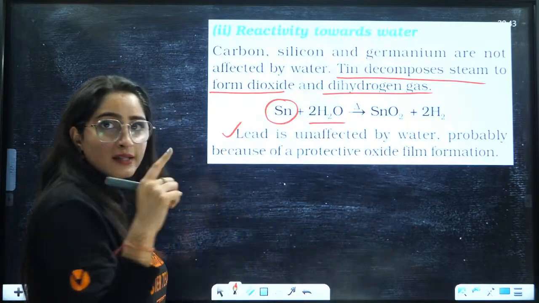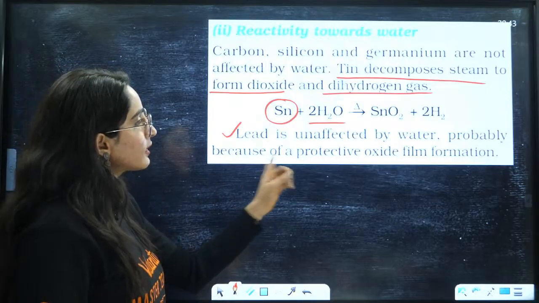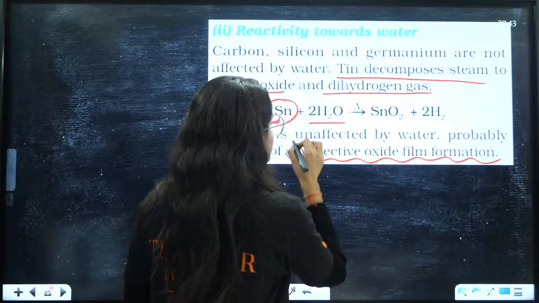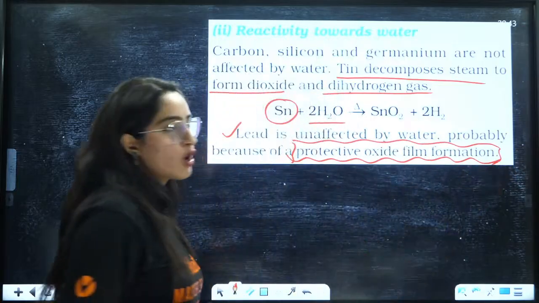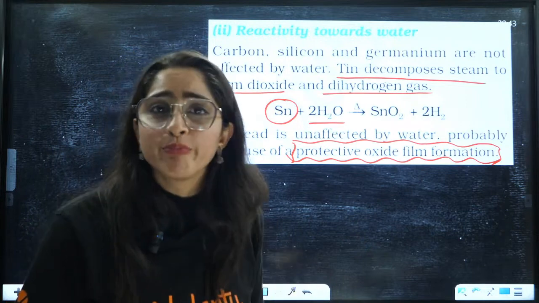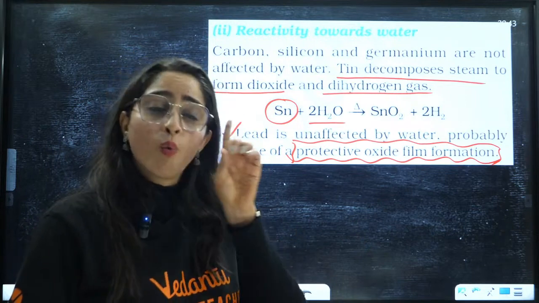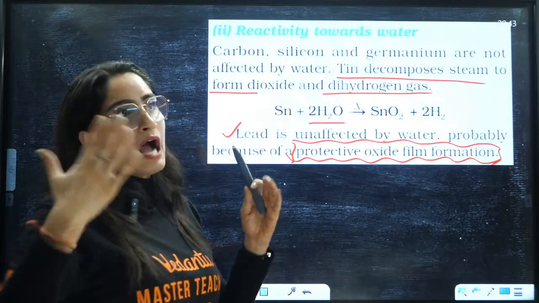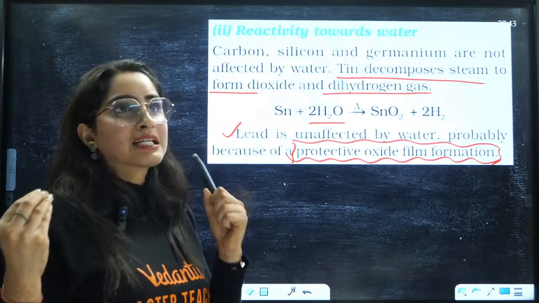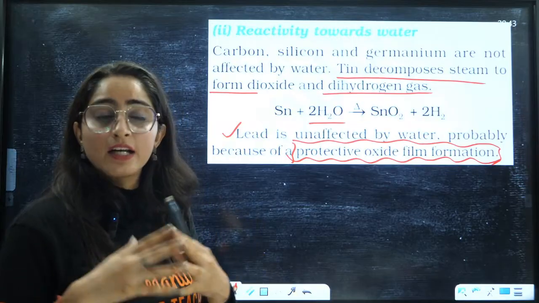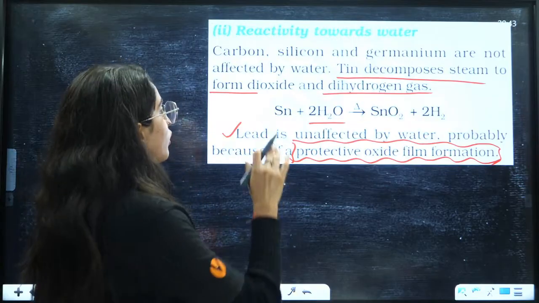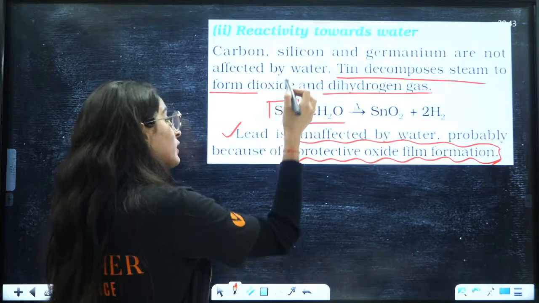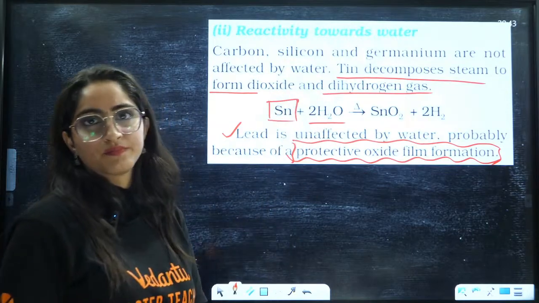Here we have a different reason, right? The reason is the formation of a protective oxide film. So from here, reactions are not important for you. Again, I am saying that what is important for you to understand is that they can ask you, out of the following, which dioxide does not react with water? So all the dioxides will not react except for tin, right?